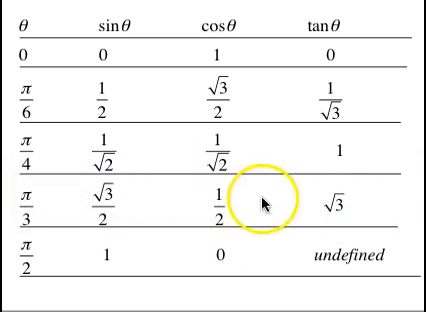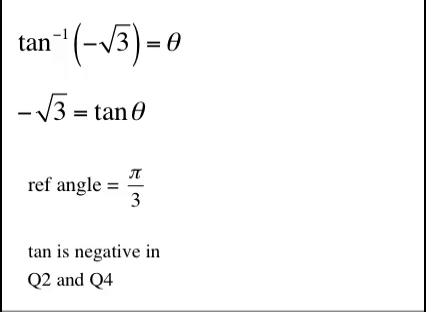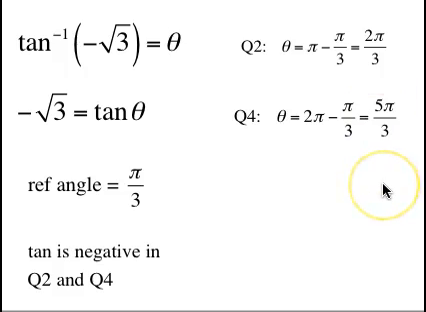So the reference angle here is going to be for square root of 3, but we're dealing with a negative number, so again we've got to think about the quadrants where tangent is negative. Reference angle is pi over 3, tangent is negative in quadrants 2 and 4. But again, the problem is we have to think about our range. So fine, just to go through the process. Quadrant 2 would be pi minus pi over 3, 2 pi over 3. Quadrant 4, 2 pi minus pi over 3, 5 pi over 3. But neither one of these numbers is in the range from negative pi over 2 to pi over 2.